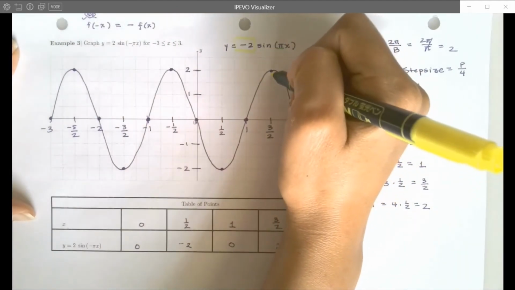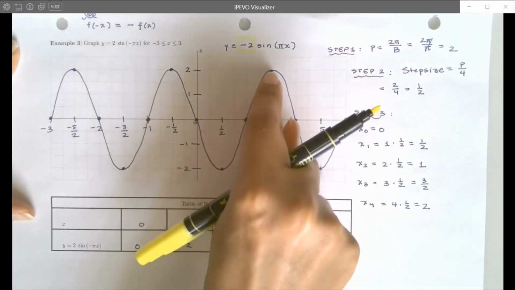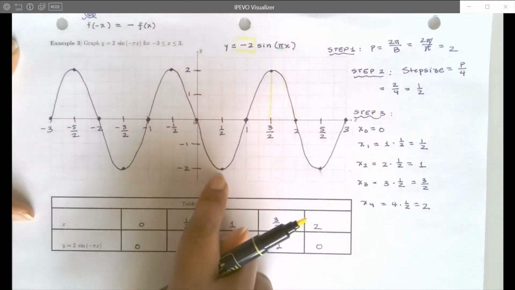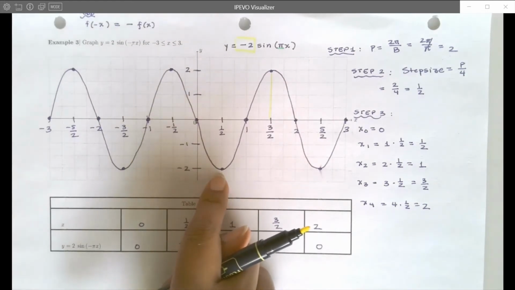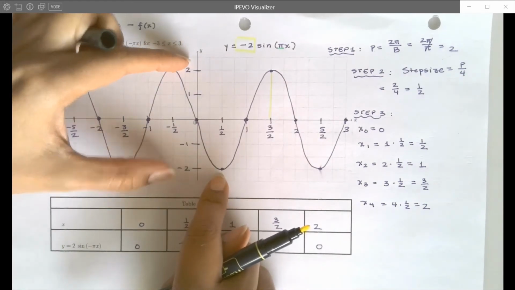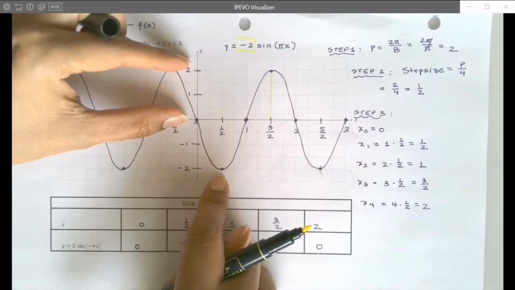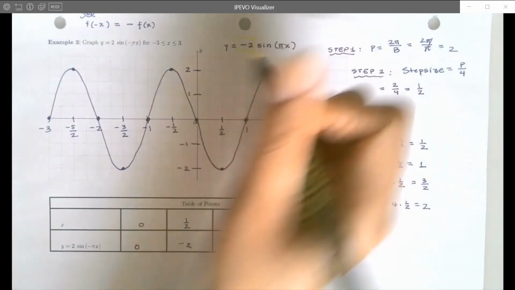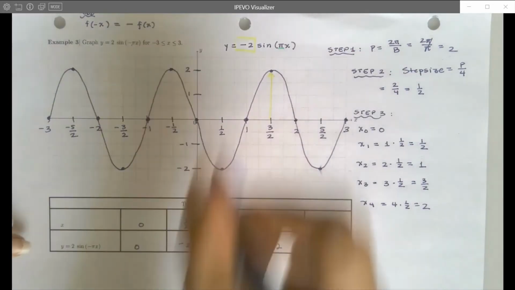The other change we saw from the original sine graph is that we have an amplitude of 2. And again, if you look at the difference between the highest point, which is 2, and the lowest point, which is -2, that's a distance of 4. Take half of that and you get 2. So the amplitude is consistent with what we see in the coefficient.